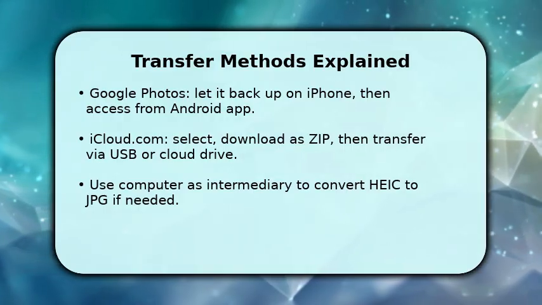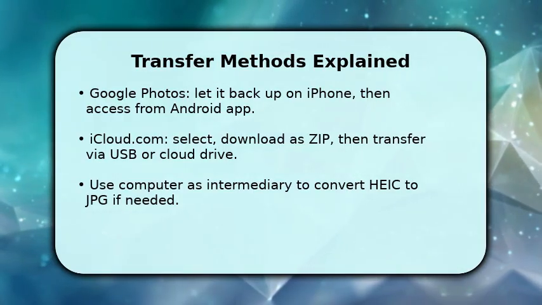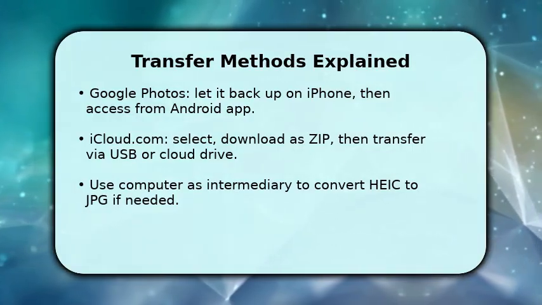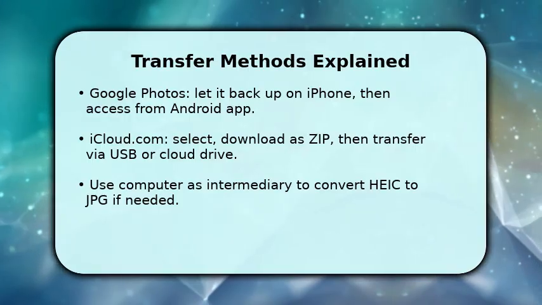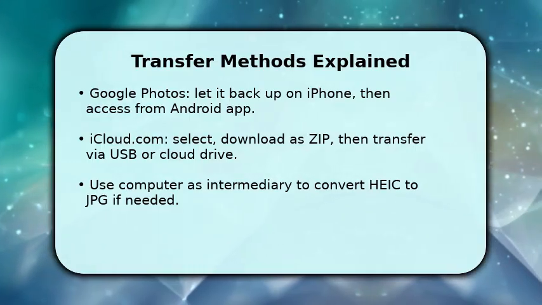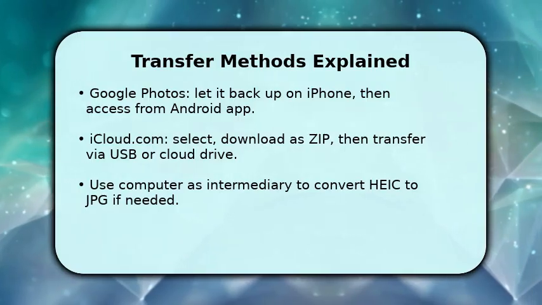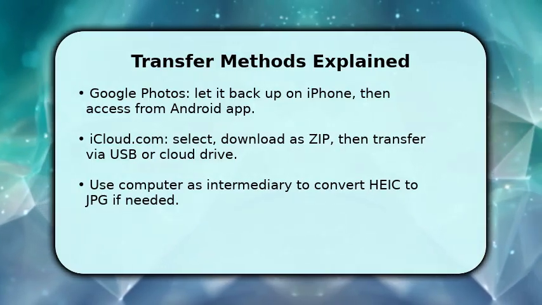Second, use iCloud. Select photos, download them as a zip to your computer, then copy to Android over USB or upload to Google Drive. For compatibility, convert HEIC to JPG on the computer if Android apps don't display HEIC natively. That prevents later playback headaches.